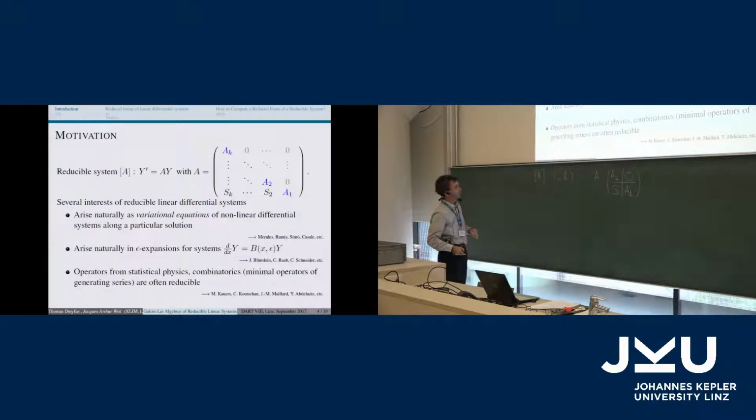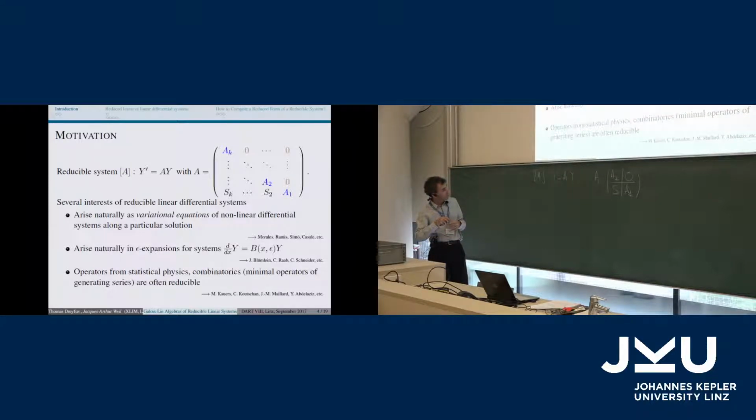And I'll give a precise meaning to that. Also, something that was shown to me by Clemens Raab, Johannes Blümlein, Carsten Schneider and many others: if you have a system depending on a small parameter epsilon like this, and you want to write down an epsilon expansion of a solution, then you get a sequence of linear differential systems which turn out to have a structure like this as well. And again, if you have a good reduction method to simplify them in a sense, that greatly helps.